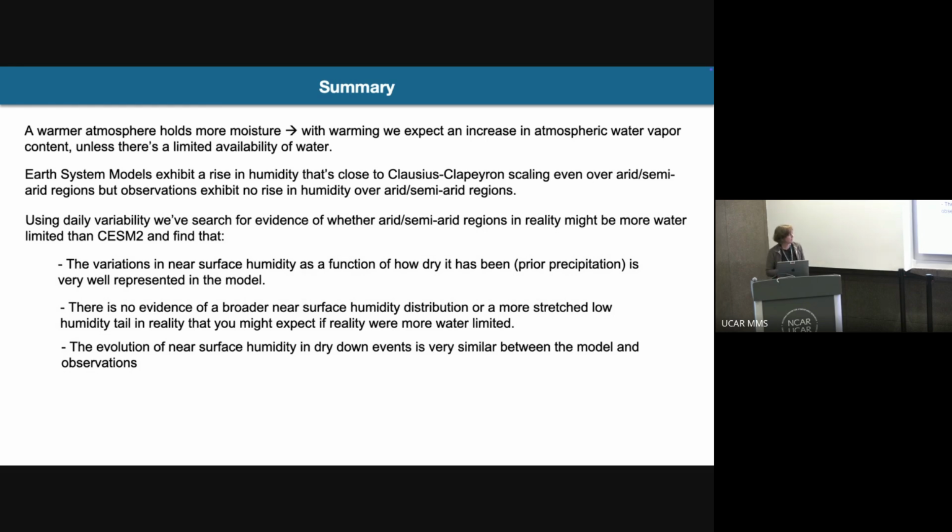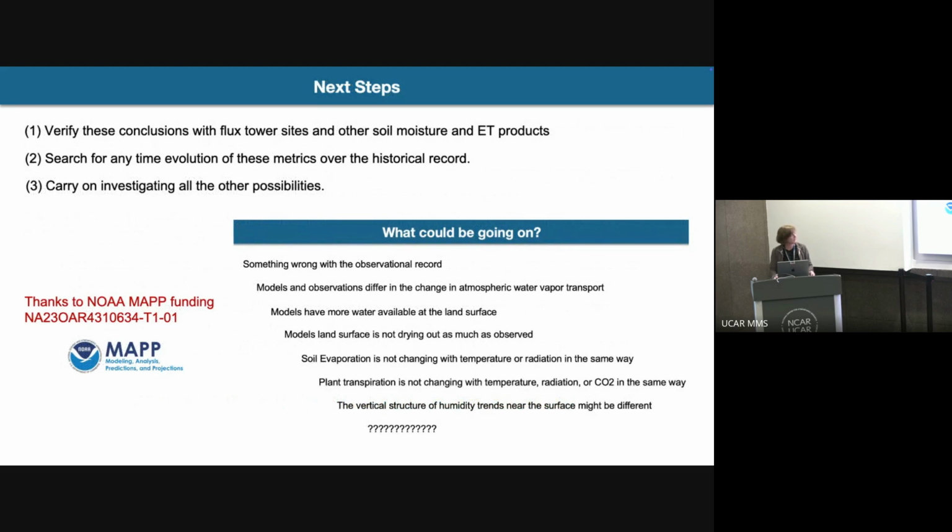So here, using daily variability, we've searched for some evidence of whether arid and semi-arid regions in reality are more water limited. Again, using ERA5, so we need to check that we can trust that. But we find that the variations in near surface humidity as a function of how dry it's been are very well represented in the model compared to ERA5. There's no evidence of a big difference in the distribution of daily humidity, and the evolution of near surface humidity after dry down events is also very similar between the model and the observations. So all these point toward the model being in a similar regime to reality, although my reality here is ERA5. So we've got to check whether that's really true.